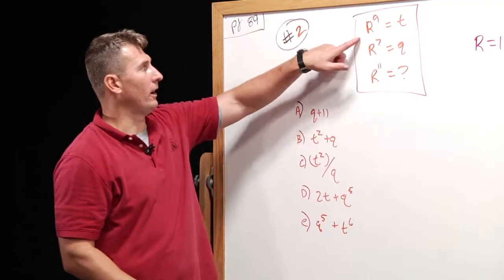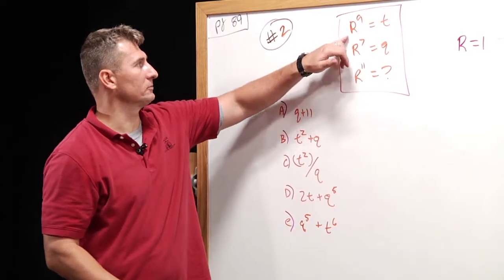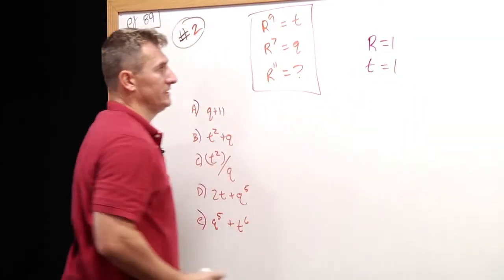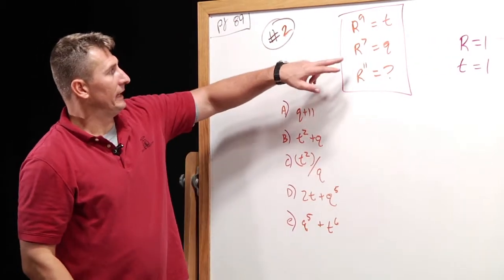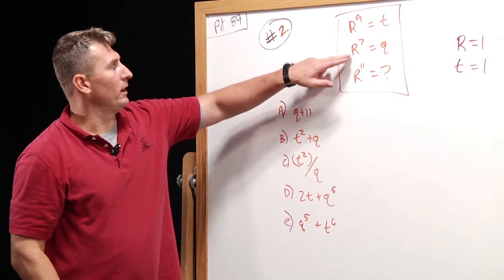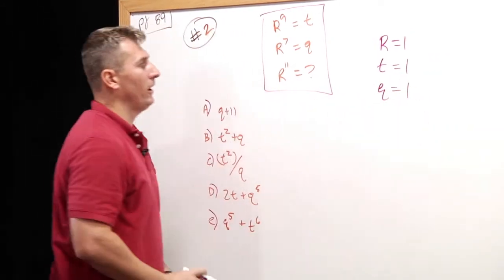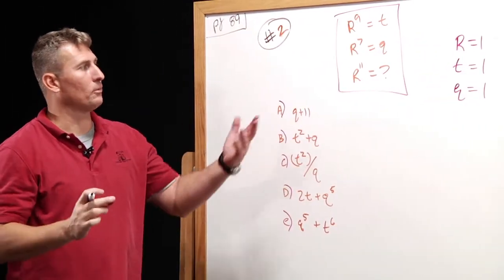Now, r to the 9th is t. So what is 1 to the 9th? It's 1, right? So t is 1. And r to the 7th is q. So 1 to the 7th is q. So in this instance, r, t, and q are all 1.